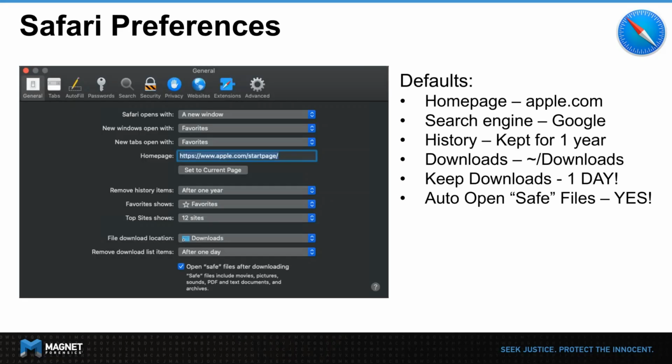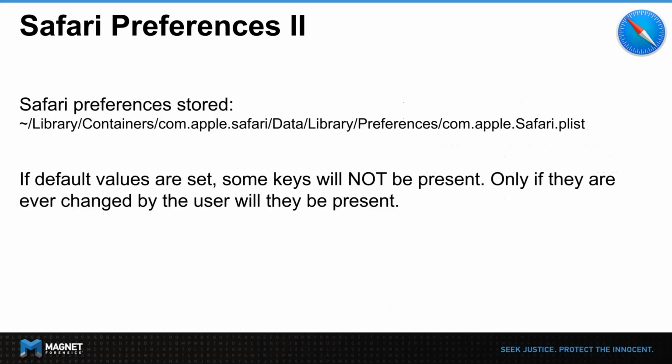So looking at some of the Safari preferences, the defaults for Safari: homepage, apple.com; default search engine, Google; history kept for 1 year; downloads folder is Downloads; keep downloads for 1 day; and auto open safe files is yes. So this is going to be kind of the standard default of what you're going to see inside of Safari.